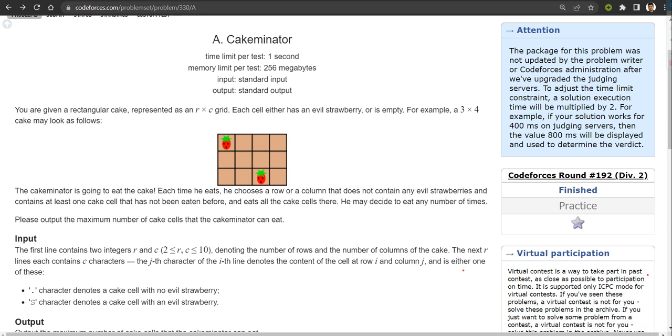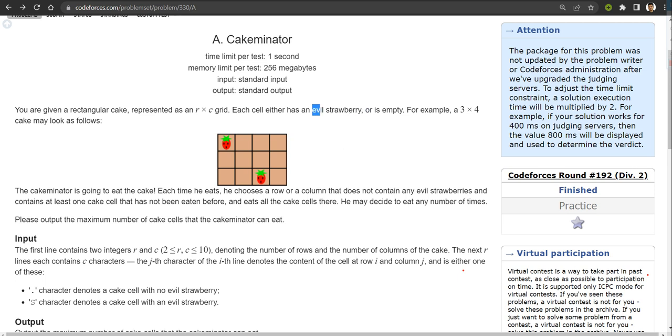Today we are here to discuss a problem named Cakeminator. So this is the problem statement. This problem is basically saying that you are given an R cross C cake. R cross C means row into column cake. And this cake has some available strawberries in it.